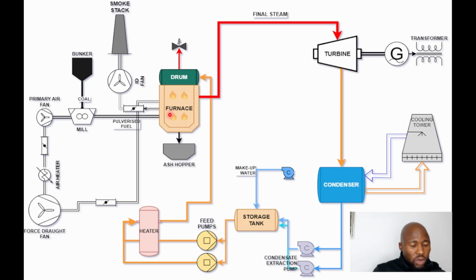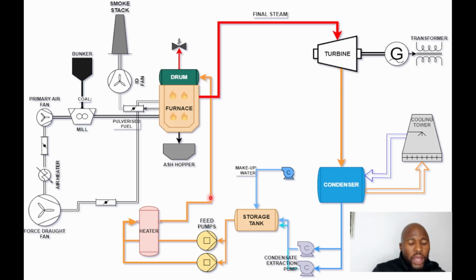And then once that coal is burned, it becomes ash. And some of the coal that didn't burn, or the particles that are left when coal is burned, is then extracted from the furnace using the ID fan, or what we call the induced draft fan, out into the smokestack. So that's basically the simple layout of the coal power plant.